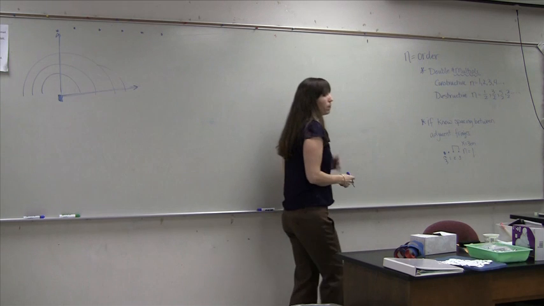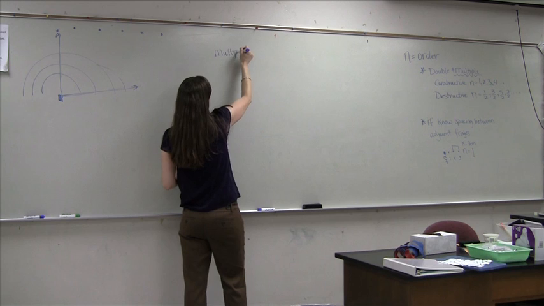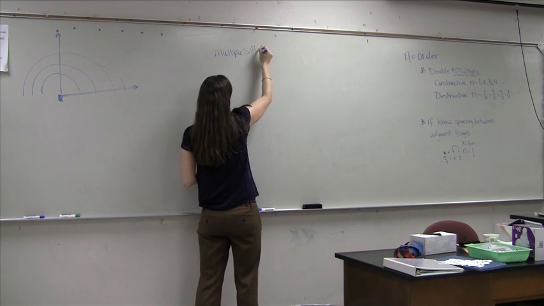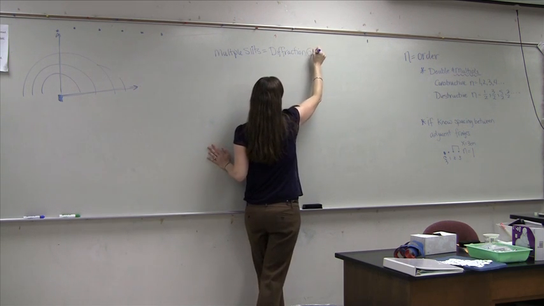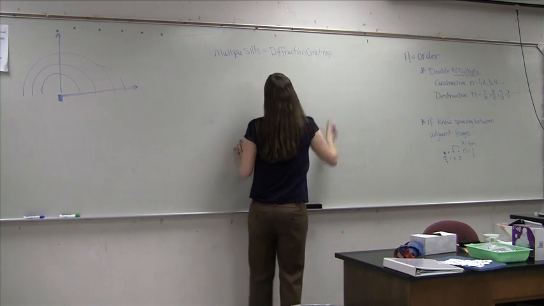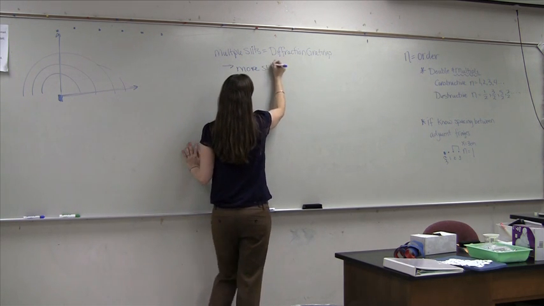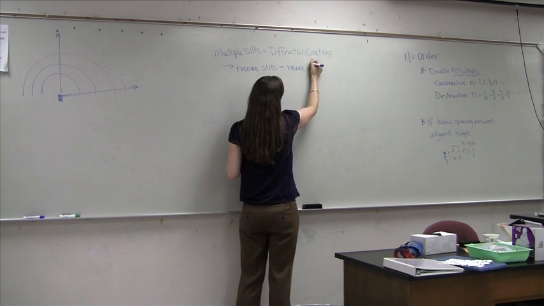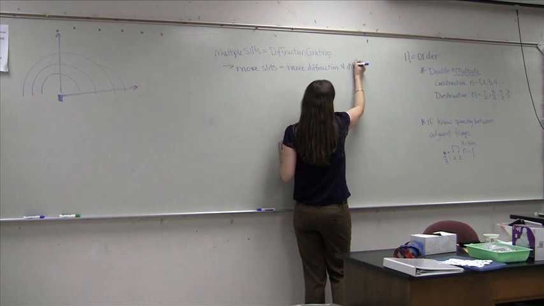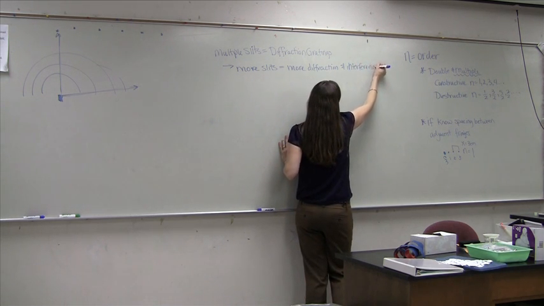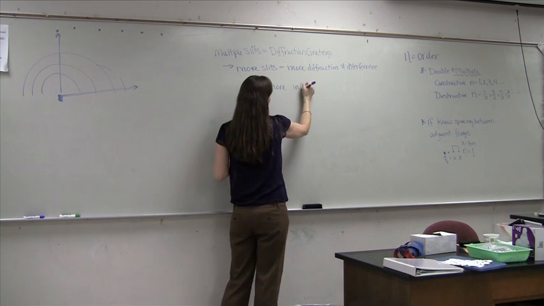Multiple slits are better. Multiple slits are called diffraction gratings. The more slits you have, the more diffraction and interference you get, and therefore you get more information.